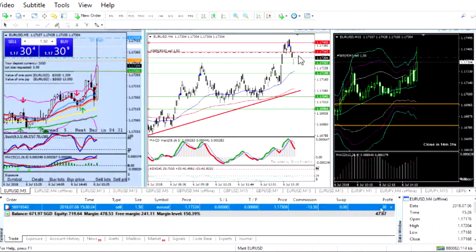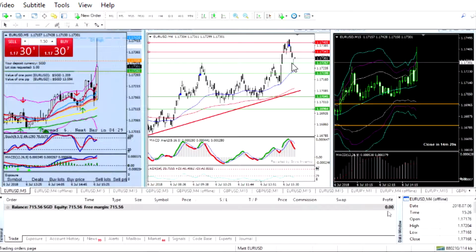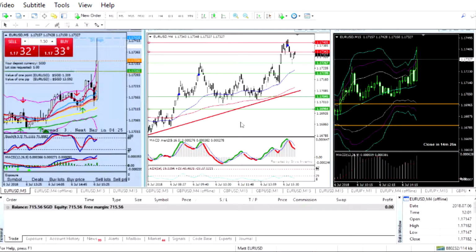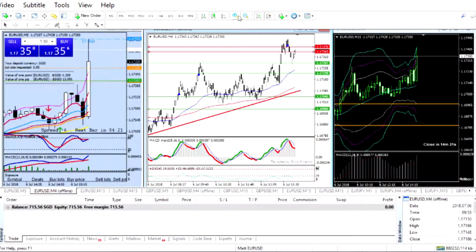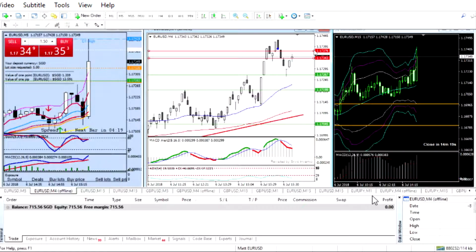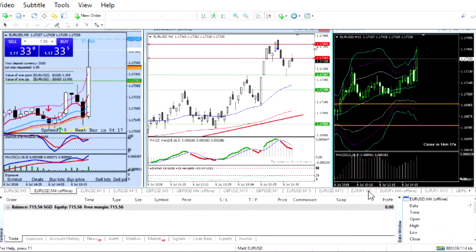Price retracing down. Okay, this doji was freaking me out. I closed the trade immediately. $50. Okay, so I covered back my first trade. That was quick, within 1 or 2 minutes. And then the market doesn't really move after that.